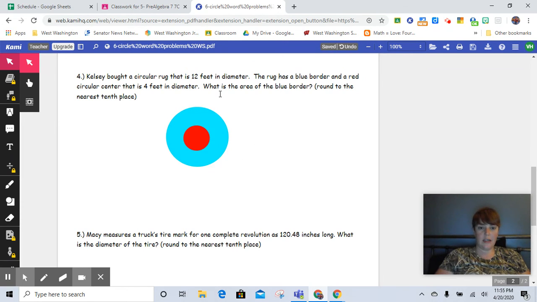We want to know, what is the area of the blue border? This is very similar to what we did yesterday. Remember, we had the outer shape, and then we had to cut out the middle bit. This whole circle is blue, except for that little middle bit that is red. So we would probably want to subtract some of those numbers so that we could figure out what all is blue.